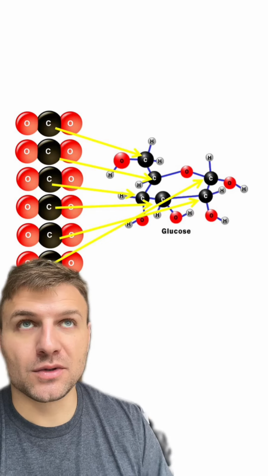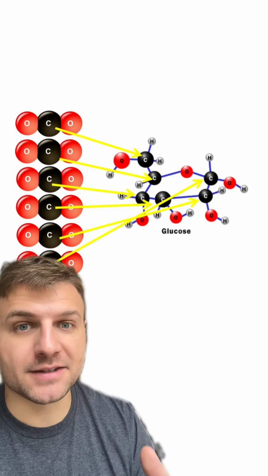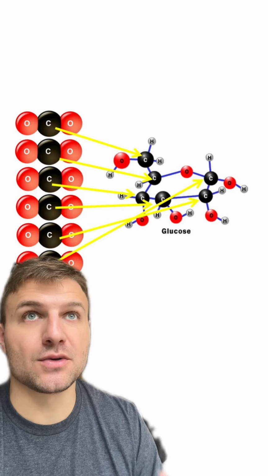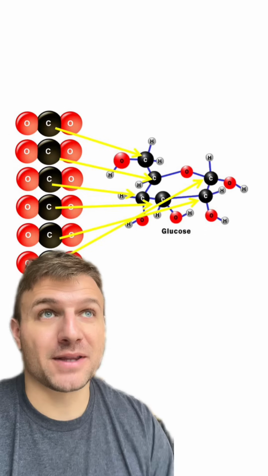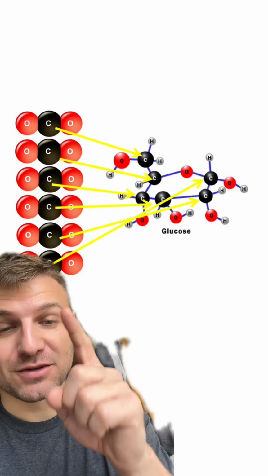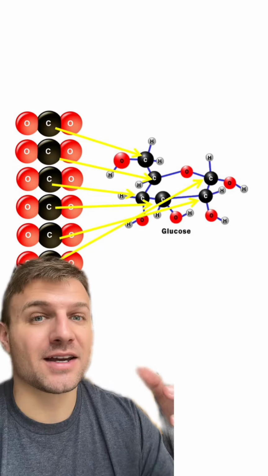So basically, when you look at a sugar molecule that a plant makes, it's going to come from the CO2 that animals produce and that all living things produce. And the energy that the plants need to make all these CO2 molecules into a glucose comes from the sun.